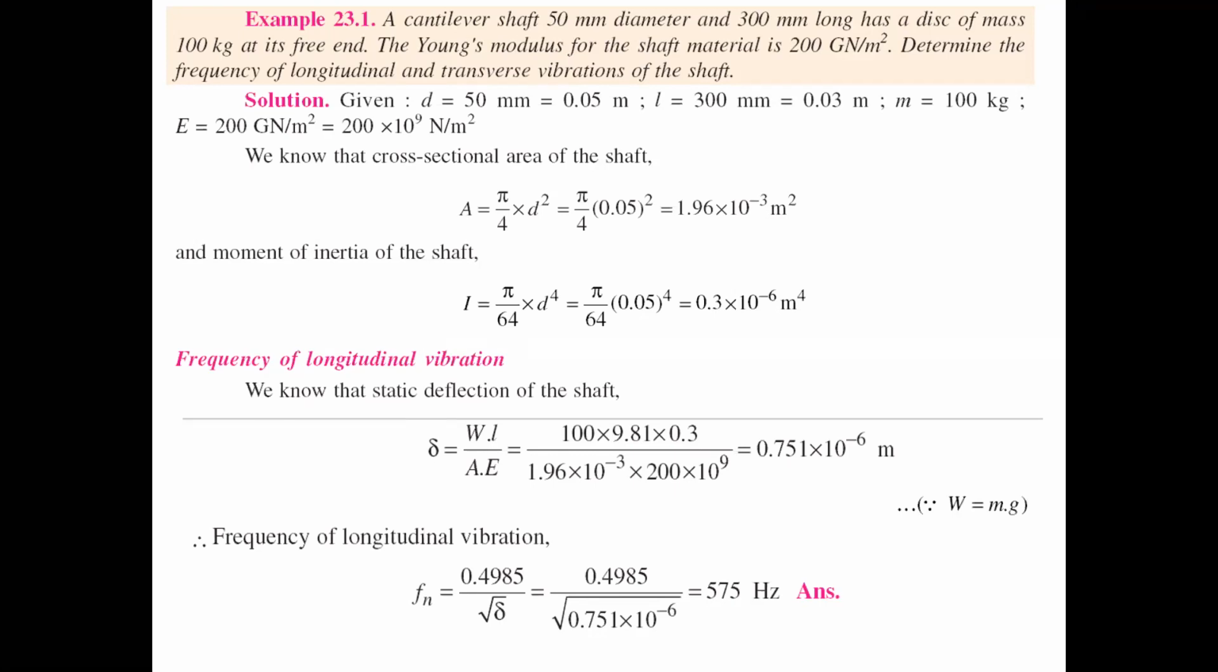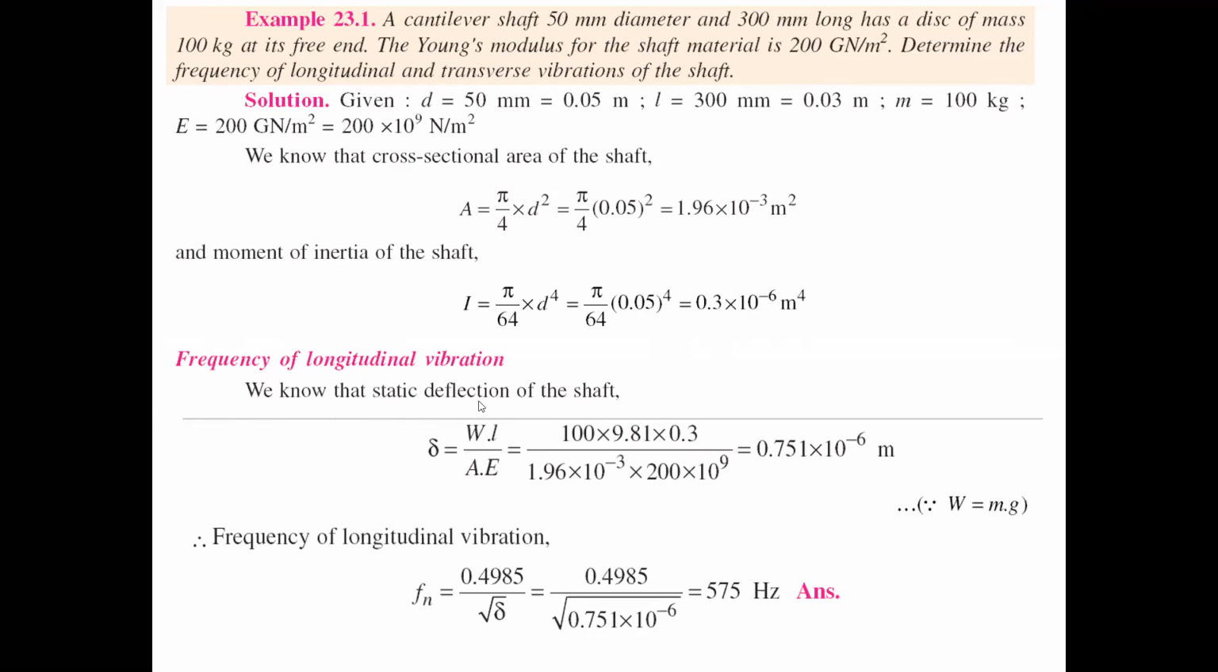And now the moment of inertia of the shaft, that is also very important. I equals pi by 64 d power 4. Just substitute the d value in our equation, then we simply get the value 0.3 into 10 power minus 6 meter power 4. So now we are going to find the static deflection.